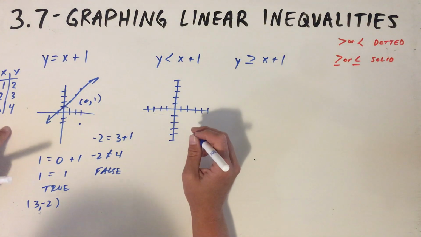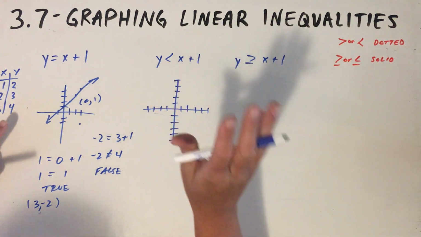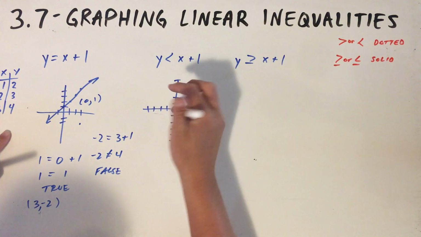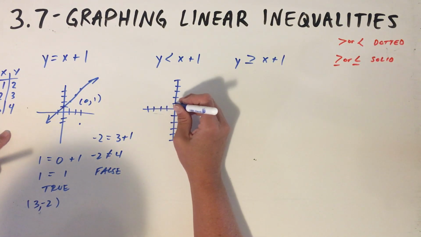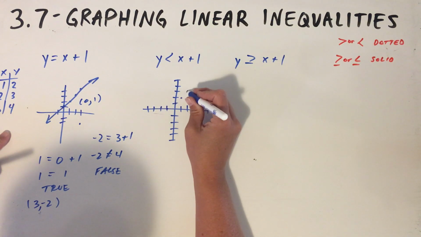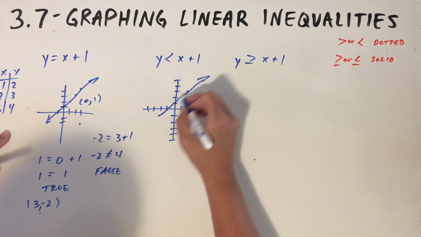Okay, so I can just use the same line, because whether this says equal to, less than, whatever it says, the line will be in the same spot. So the line will look like this.